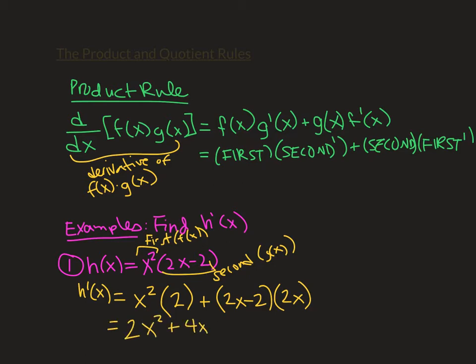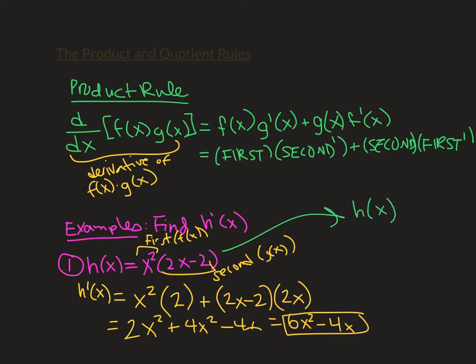You will end up getting 6x squared minus 4x. And so this is the way to do it using the product rule. If you wanted to do it without the product rule, I will show you how you can also do that. So this is method 2. You would have to start by distributing this, and you would end up getting 6x squared minus 4x, which is the same thing that we just got.